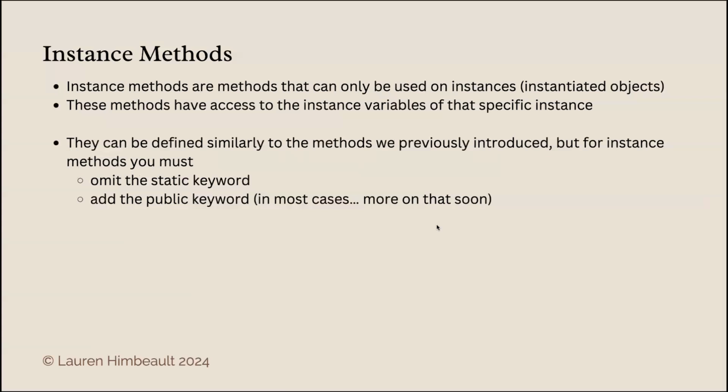Okay, so the next thing that we can talk about here is instance methods. Now that we've seen instance variables, let's move on to discuss instance methods. Instance methods are methods that we can use on these instantiated objects, these instances of the person class, or whatever your user-defined class is. These methods have access to the instance variables of that specific instance.